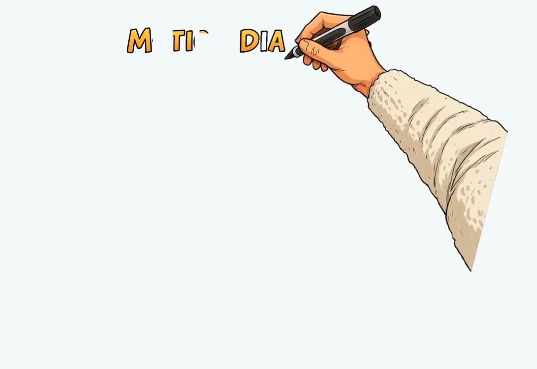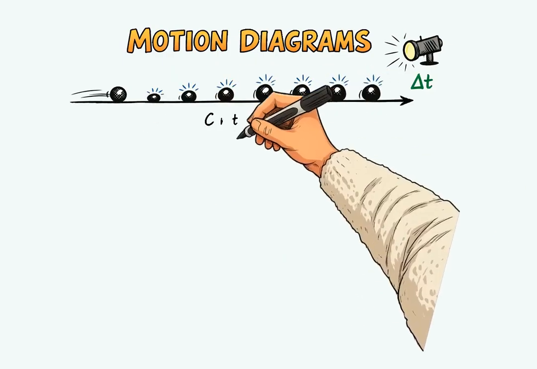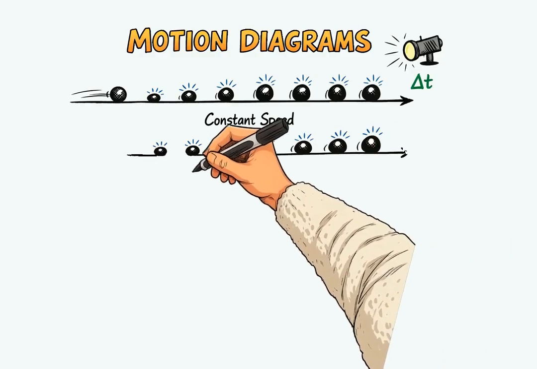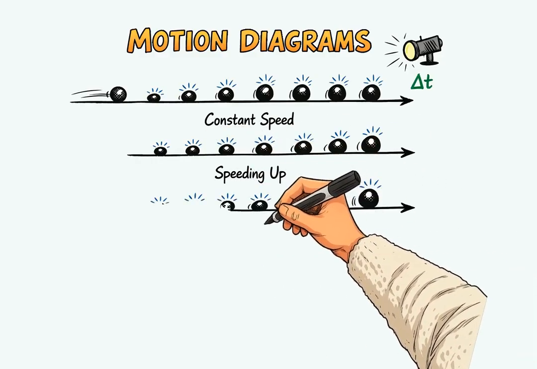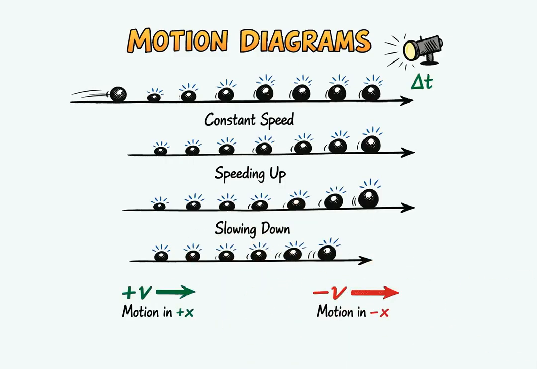Motion diagrams, strobe photos taken at equal time intervals, make these ideas concrete. Imagine a strobe flashing at equal delta t as a ball rolls. Each flash records a position. So the diagram is really position versus time data with the time steps implied. If successive images are equally spaced, the object covers equal distances in equal times. Constant speed. If the direction is also unchanged, then velocity is constant.